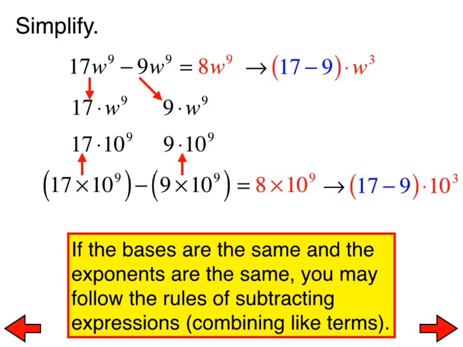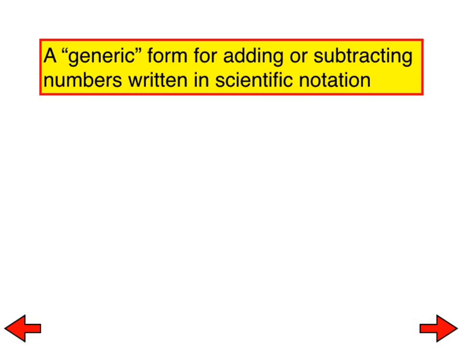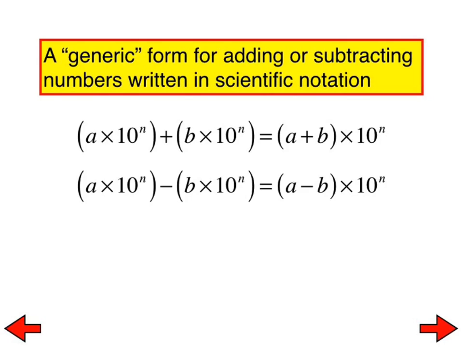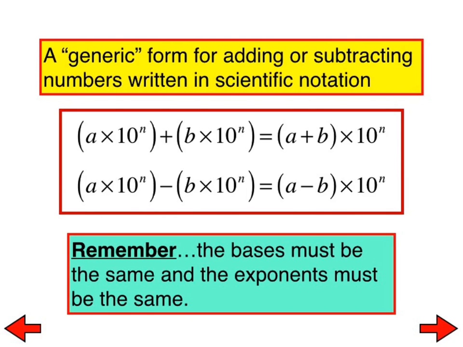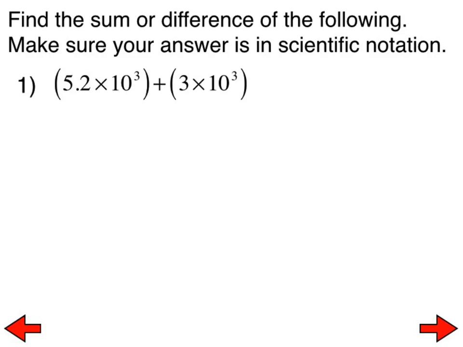So if the bases are the same and the exponents are the same, you may follow the rules of subtracting, or in the previous problem, adding expressions or combining like terms. And then we have a generic form of this, which looks kind of like this. But if you went back through those previous two problems, that's essentially what I had there. Remember, the bases must be the same, and the exponents must be the same. Everybody go ahead and try 1 through 4.